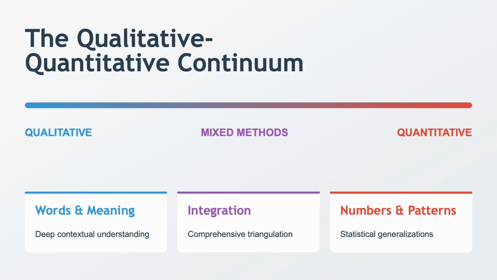On the right in red, quantitative approaches work with numbers and patterns, using statistical analysis to identify trends, test hypotheses, and produce generalizable findings that can be applied across populations. The key insight here is that your research question should drive your methodological choice, not the other way around. Some questions demand deep, contextual understanding that only qualitative methods can provide.